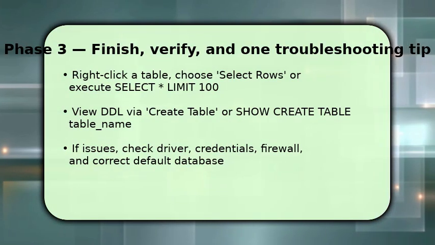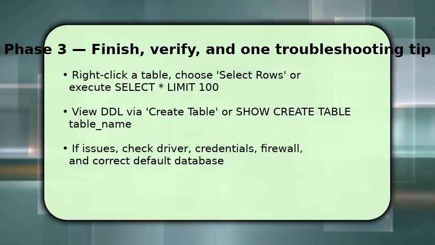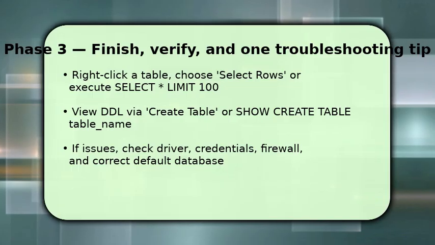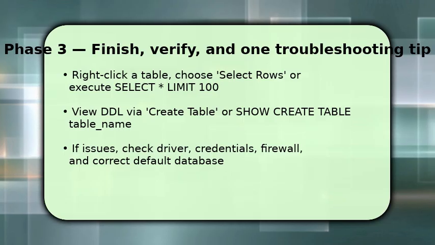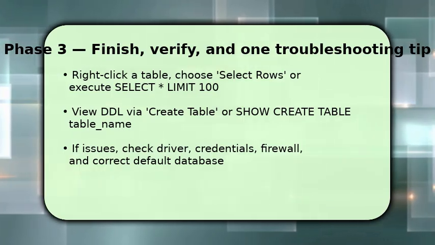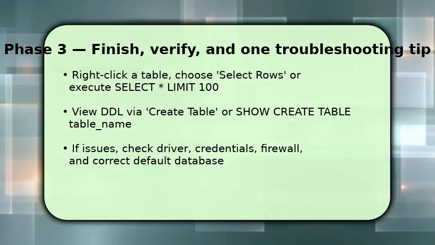You finish by inspecting data and definitions. Right-click a table to select rows, or run select * from table limit 100 to preview contents quickly. To understand structure, view the DDL using Show Create Table or the GUI Create Table dialog. This explains keys and types. Once satisfied, save queries and export results if needed.